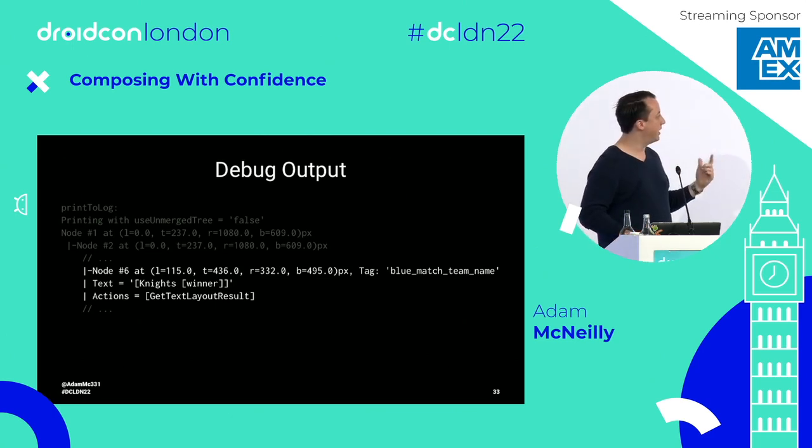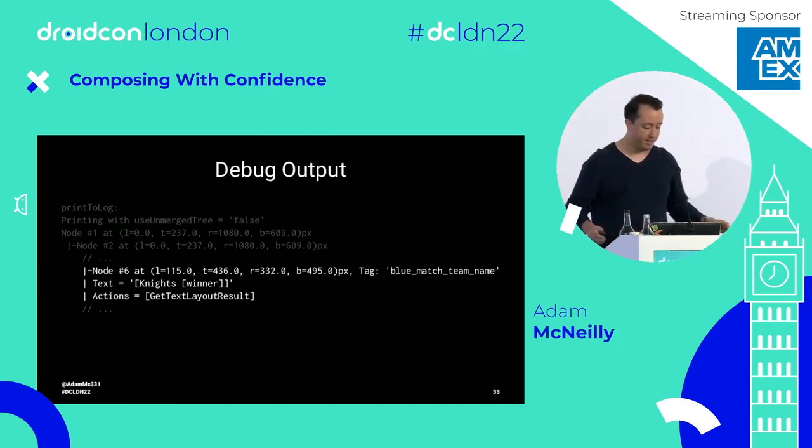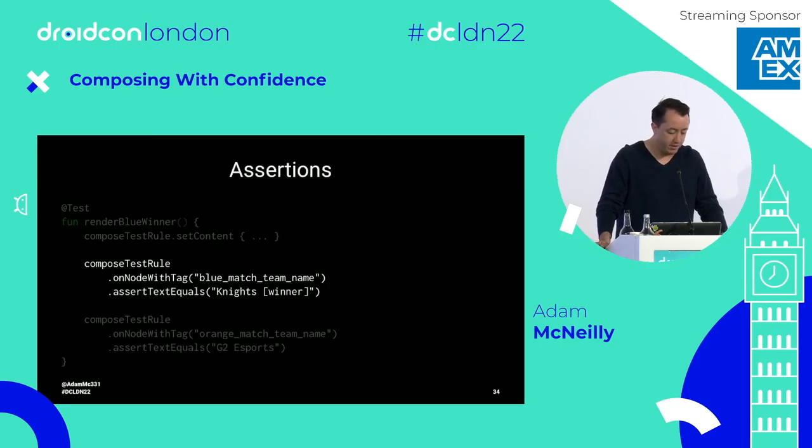But what I can do is assert that if I have this text, then I know the icon's there. Or at least I know it's there. I may not be able to visually see that, but my test could verify that. So here's how we would write those assertions.